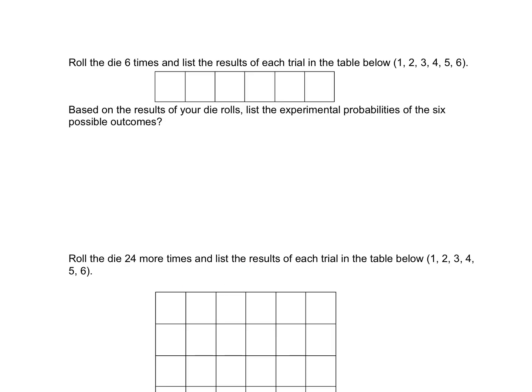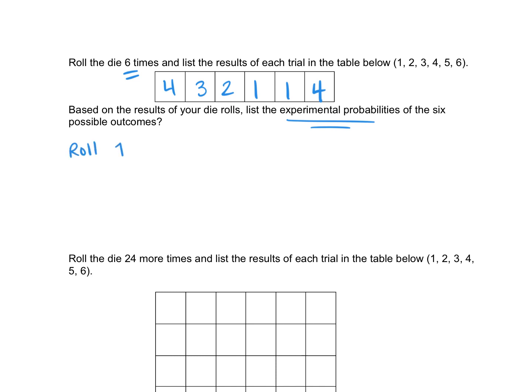Now we're going to roll the dice 6 times to see what's going to happen here. And when I roll my dice, I'm going to get a 4, 3, 2, 1, 1, and 4. Based on those 6 rolls, it wants our experimental probability. So we know that, let's look at rolling each outcome.